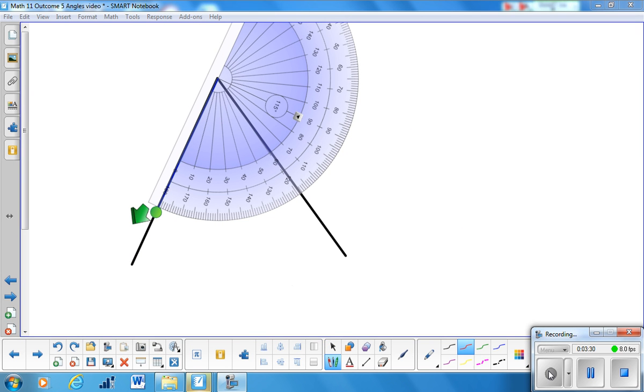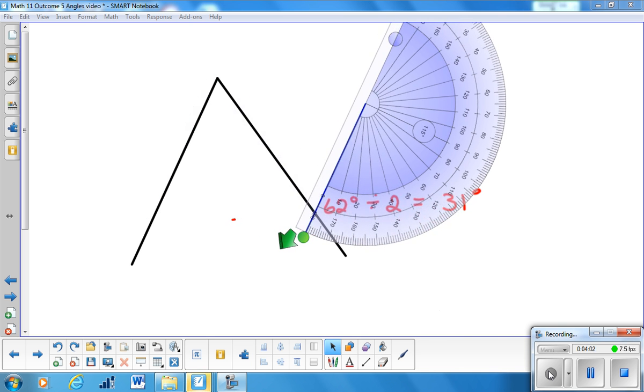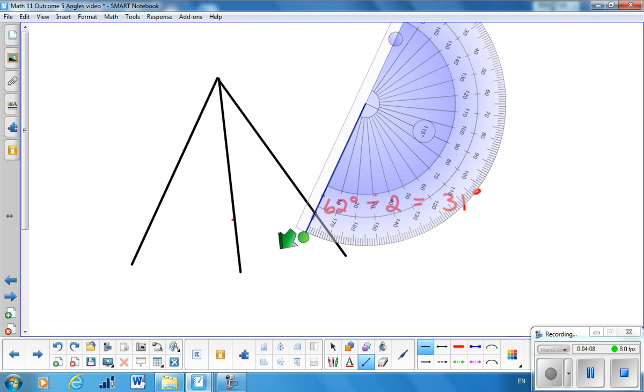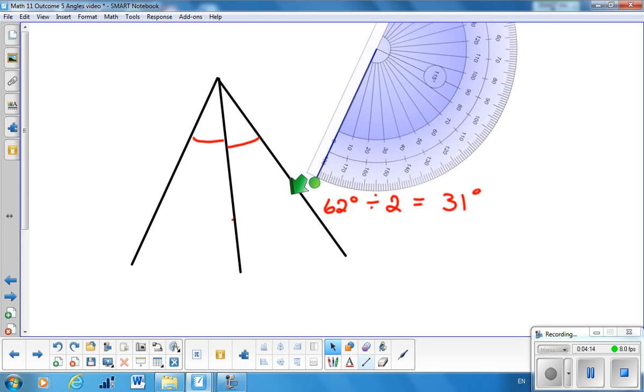My angle is less than 90 degrees, so I'm going to use the inside, and I can see that my angle is just over 60 degrees, and so this angle is about 62 degrees. 62 degrees divided by 2 when we bisect it gives me two angles each of 31 degrees. 31 degrees on my protractor is about there. If I move my protractor now out of the way, I can draw a straight line from the vertex through that point, and I've now created two equal angles, both of which are 31 degrees.